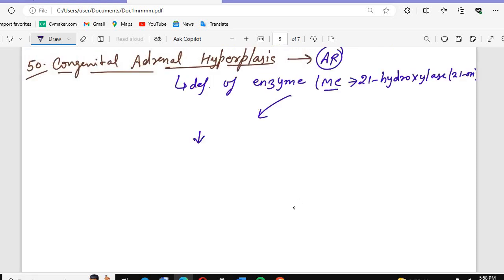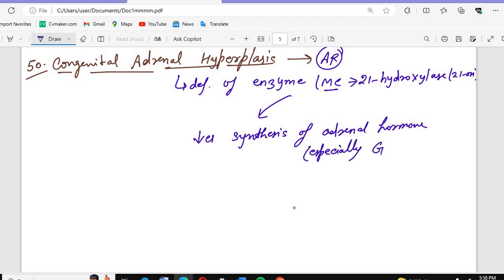There is decreased synthesis of the adrenal hormones. Which hormone especially? The glucocorticoids.